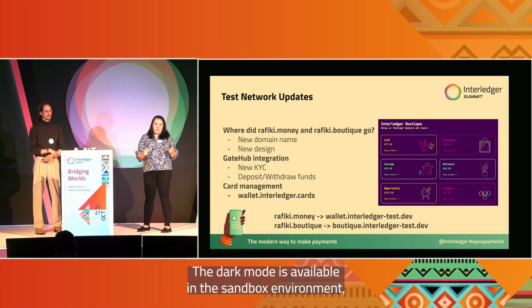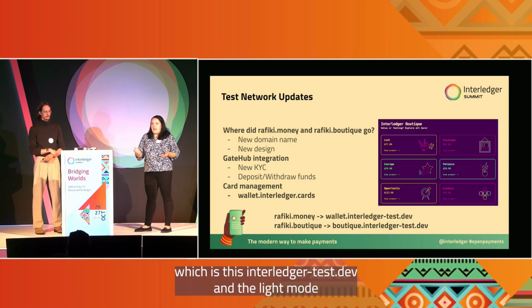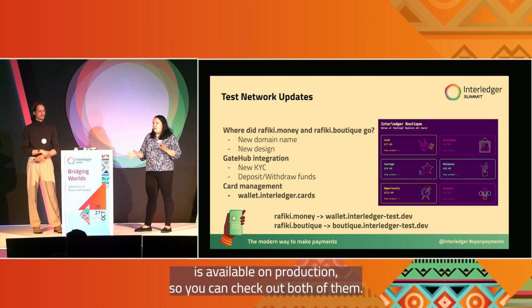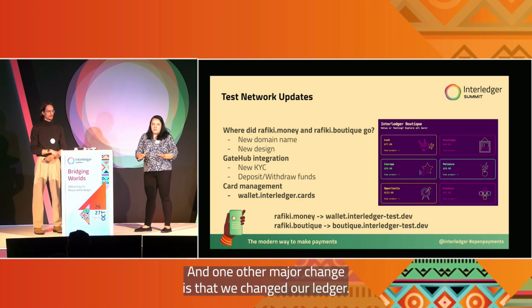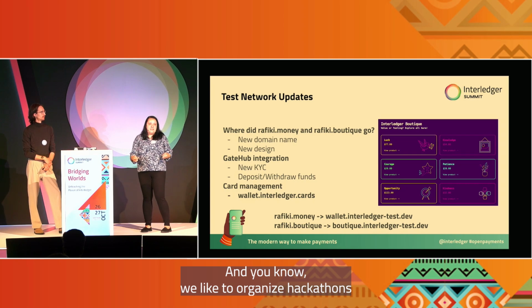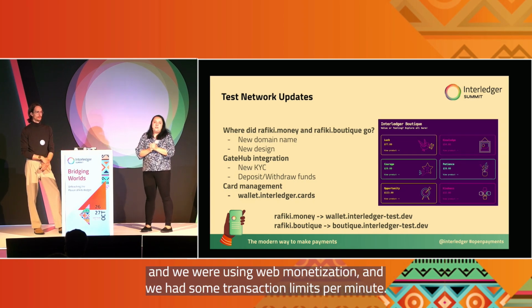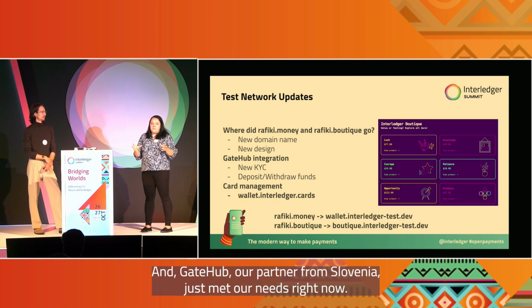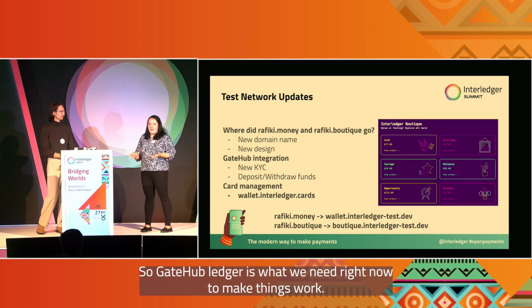The dark mode is available in the sandbox environment, which is Interledger test.dev, and the light mode is available on production, so you can check out both of them. One other major change is that we changed our ledger. We had to do this because we were using Rapid before, and we like to organize hackathons, and we were using Web Monetization, and we had some transaction limits per minute. GateHub, our partner from Slovenia, just met our needs right now. So GateHub Ledger is what we need right now to make things work.